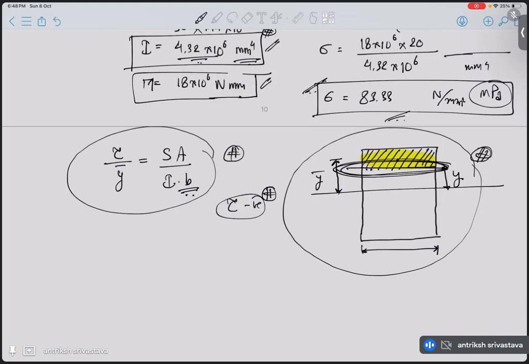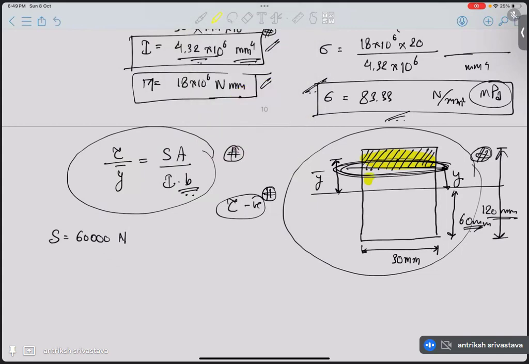Okay, now let's calculate the different components. We have shear force as 60 kilonewton, so 60,000 Newton. The area, so let's write all the components. We have this as 30 mm, and this whole thing is 120 mm, so the half of it is going to be 60 mm. And what we were told? We were told that this point is 20 mm above the neutral axis. So this is 20 mm.